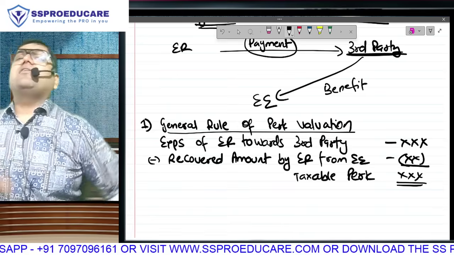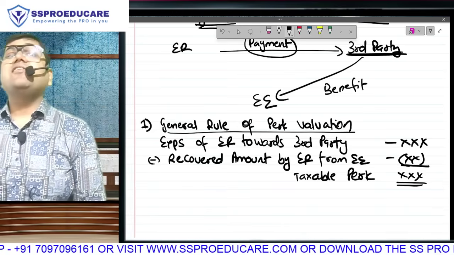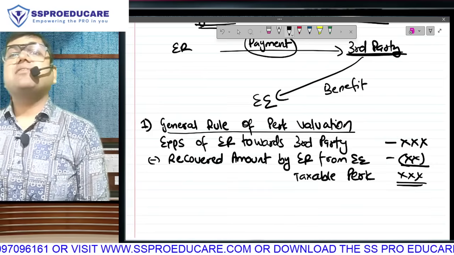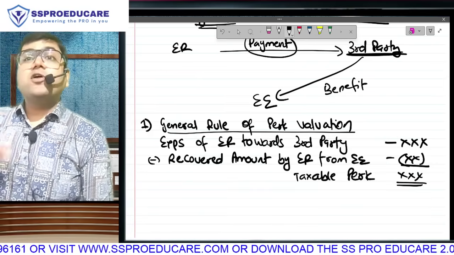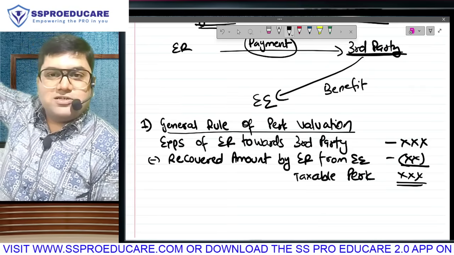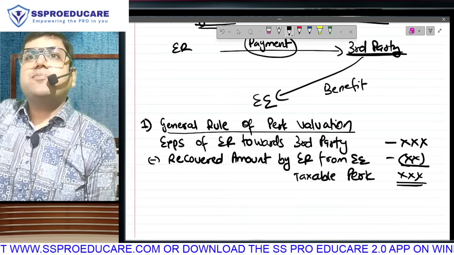My boss gives me keys of a house where he is paying 80,000 rupees monthly rent. Am I saving that 80,000? So he is paying a third party. Look at the first point: employer's expenditure towards third party, 80,000. That is my perquisite.